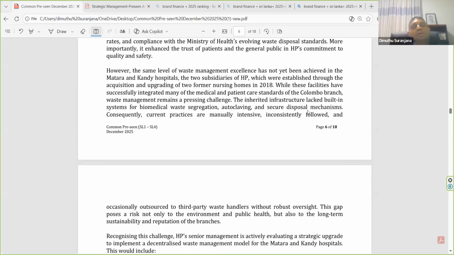However, the same level of waste management excellence has not yet been achieved in the Matara and Kandy Hospitals, the two subsidiaries of HP, which were established through the acquisition and upgrading of two former nursing homes in 2018. We all know the story. While these facilities have successfully adopted many of the medical and patient care standards of the Colombo branch, waste management remains a challenge for these two branches. The inherited infrastructure lacks built-in systems for biomedical waste separation, autoclaving, and proper disposal mechanisms.